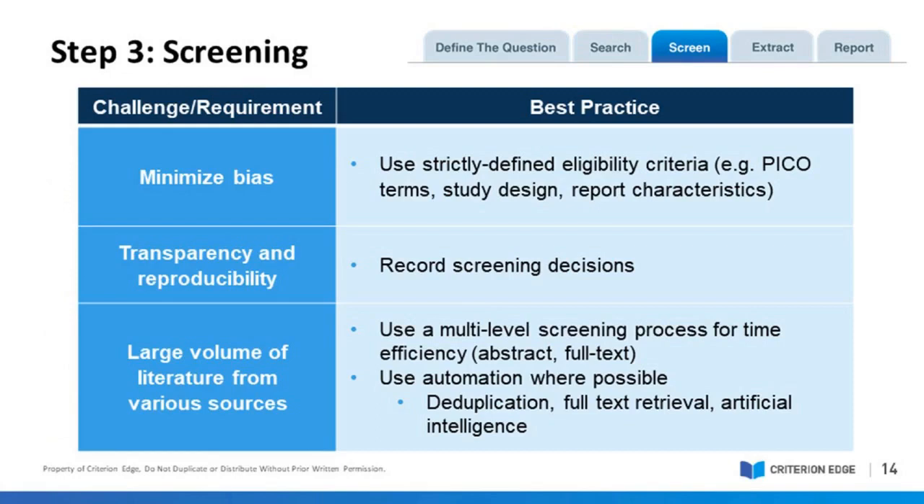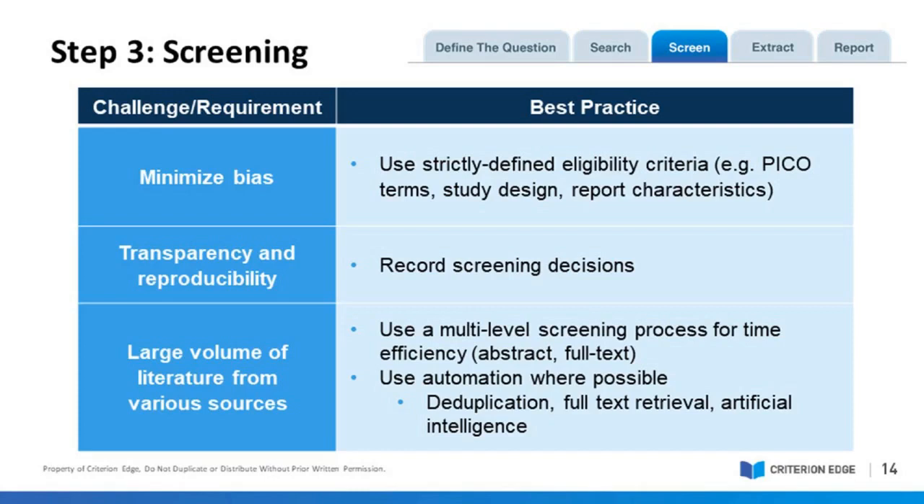Step 3, screening. This slide highlights some of the best practices for literature screening. One defining feature for systematic literature screening is the use of robust methods to minimize selection bias. Successful screening depends heavily on clearly defined eligibility criteria, which are identified during the scoping step. Literature screening is a very human part of the overall process, and screeners should be trained on and strictly follow the eligibility criteria.